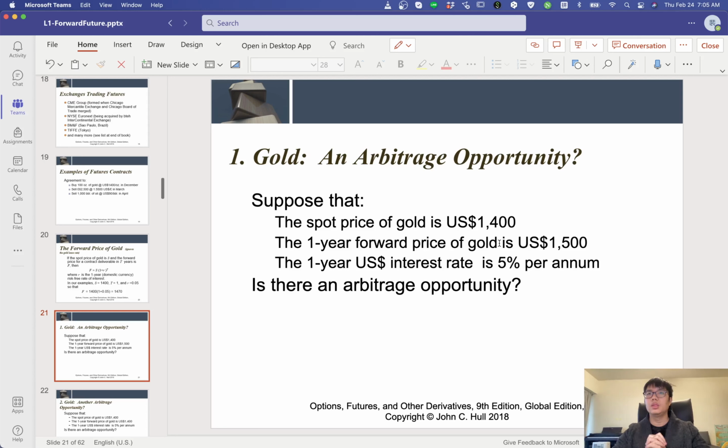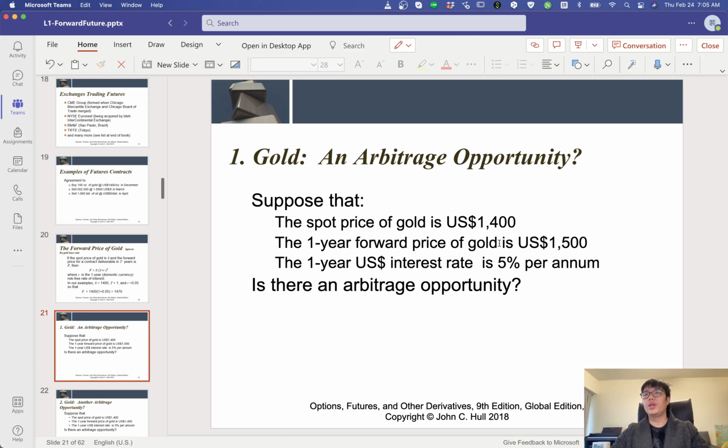There is another piece of information we have not yet used in the slide, which is the 5% interest rate. What does it mean? It means that we can go to the bank to borrow $1,400, use that money to buy the gold, keep the gold until 1 year later, and deliver it to the long position of the forward contract and get from them the revenue of 1,500, right?